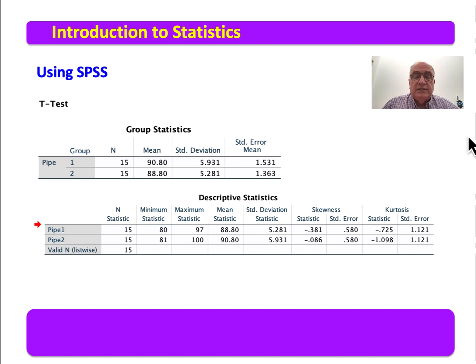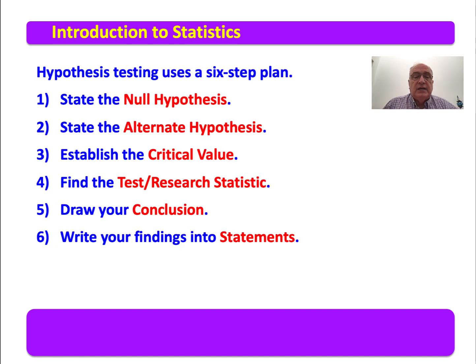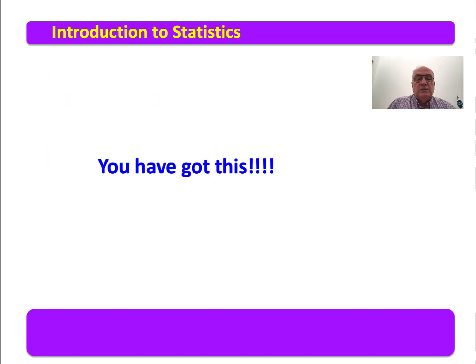significance, where the significance is the likelihood that they're the same. You state the null hypothesis, the alternate hypothesis. The critical value is alpha equals 0.05. The test statistic is going to be your significance. You draw your conclusion. In this case, we would fail to reject. And then I'll show you how to write the statement in just a minute. It's very easy. You've got this. You don't have to panic. Life is good.